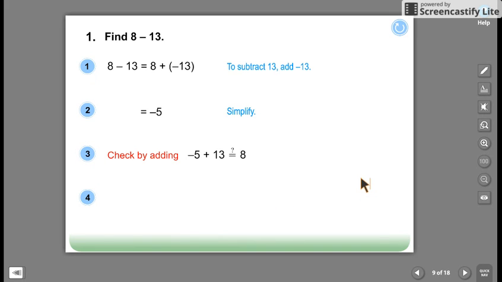And then you're just going to check by adding. Negative 5 plus 13, that does equal 8. So 8 equals 8, so the answer is negative 5.